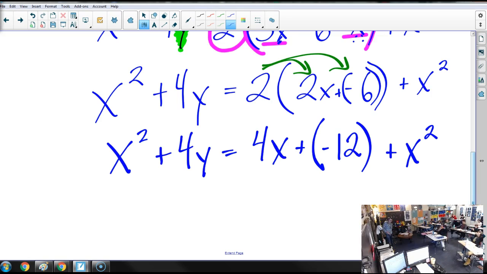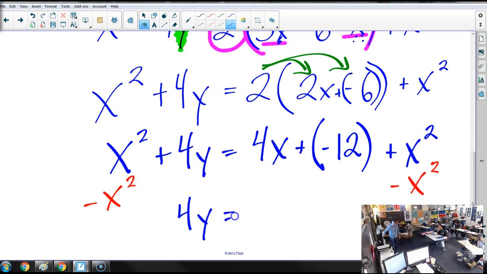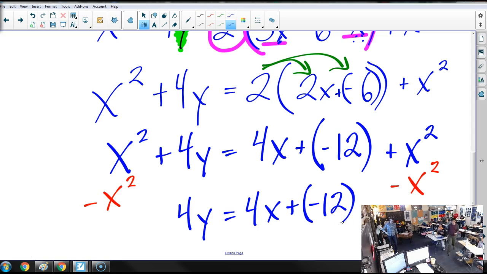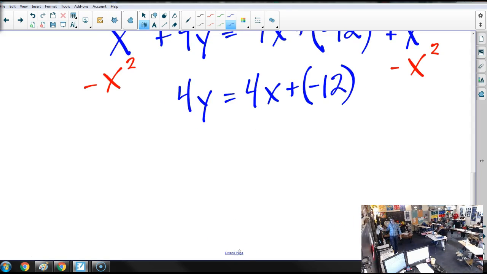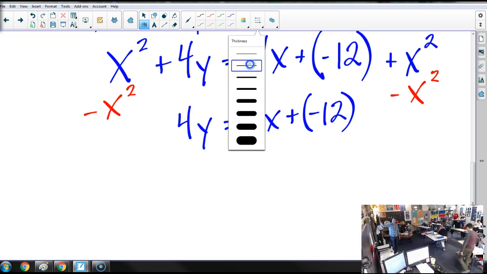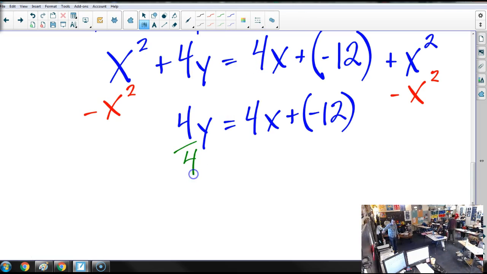Sure, Simon, help me out. Because the x squareds on both sides are equal, we're just going to subtract those. And you don't just make them disappear, right? You show why. Love it, agree. So y equals 4x plus negative 12. But that's not the most simple, because all of these are divisible to integers by 4. If you divide them by 4, they'll come out as integers. So you end up with just y equals x minus 3.